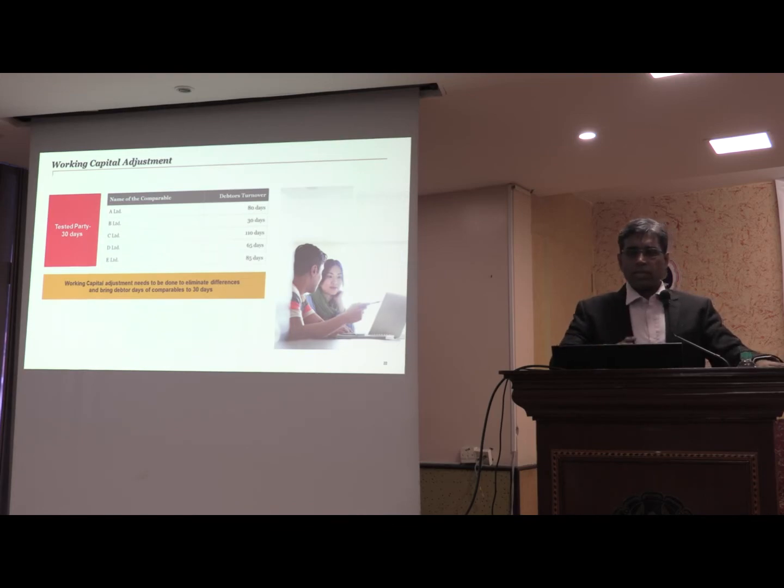So this is an example of where a working capital adjustment can be relevant. So my tested party in analysis has a collection period of 30 days. So I collect within 30 days from a group company. Whereas my comparables have a higher collection period, right? And therefore, there is a significant difference between the two. Consequently, a working capital adjustment is performed. So there has to be certain economic basis for any adjustment that we do to the comparables data.